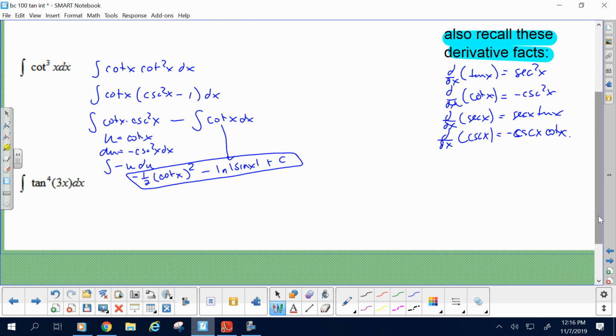Alrighty, let's try the last one. Tangent to the fourth of 3x. Do you have any idea? Split it into what? Don't have any fourth degree identities nor third, so you should probably split it all the way down to tangent squared of 3x and tangent squared of 3x. You follow?